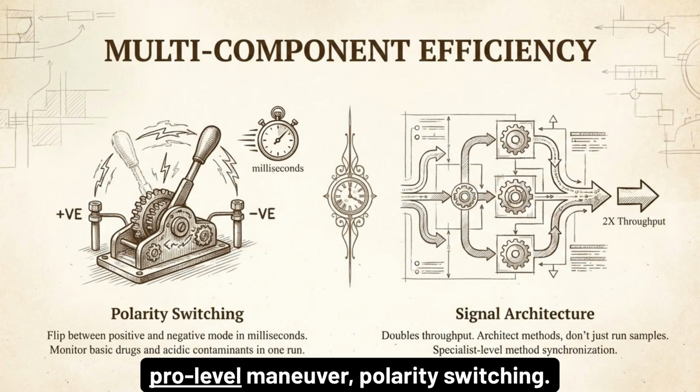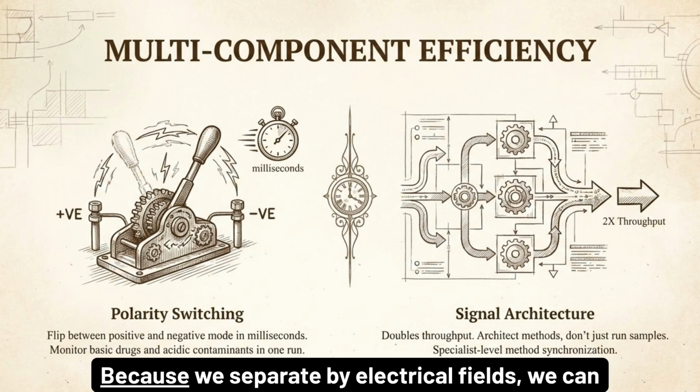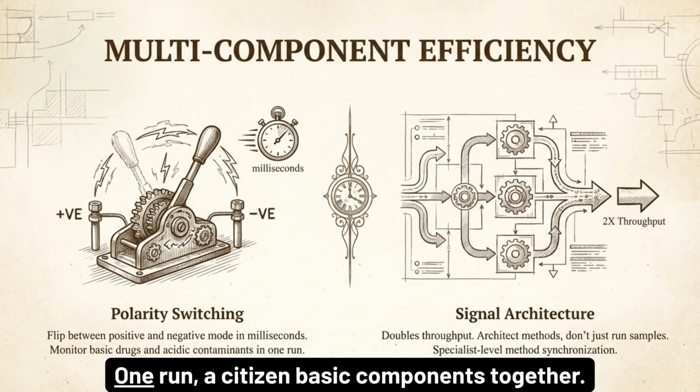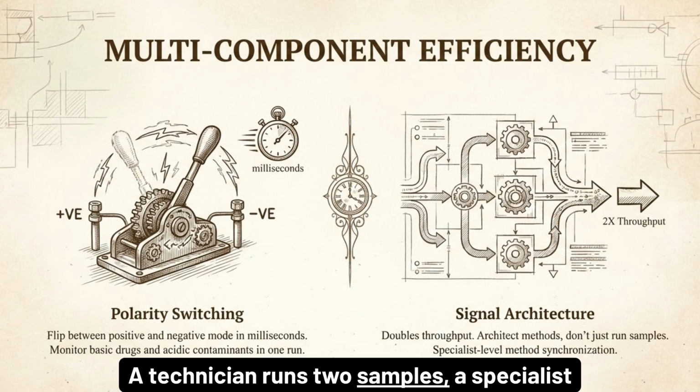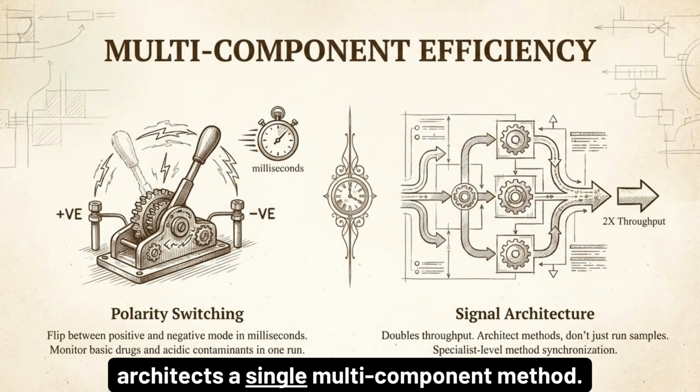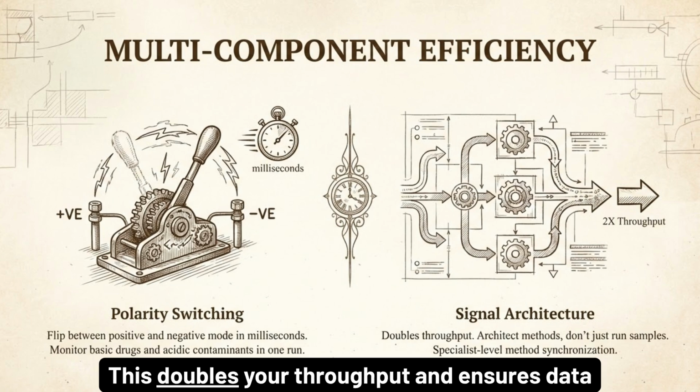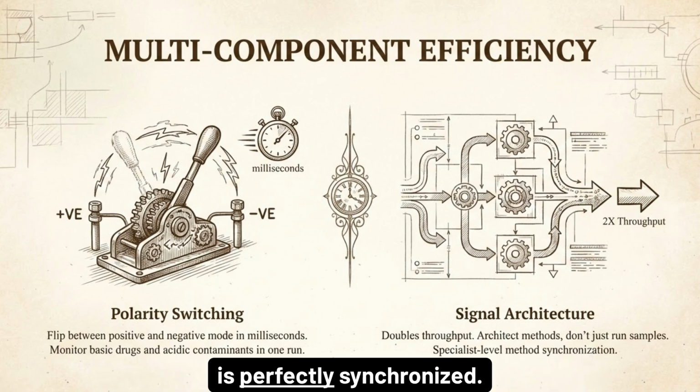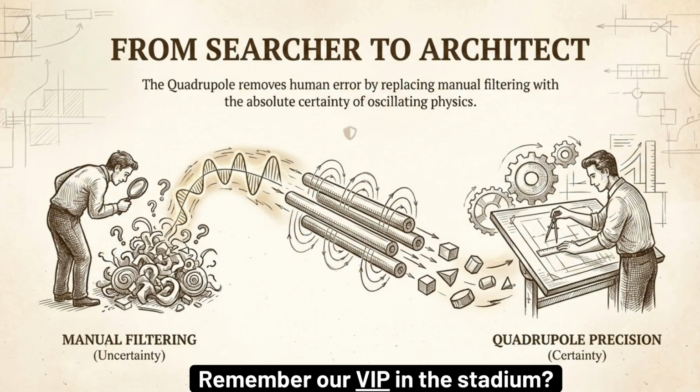Pro-level maneuver, polarity switching. Because we separate by electrical fields, we can flip in milliseconds. One run. Acidic and basic components together. A technician runs 2 samples. A specialist architects a single multi-component method. This doubles your throughput and ensures data is perfectly synchronized. Work smarter, not harder. Remember our VIP in the stadium?